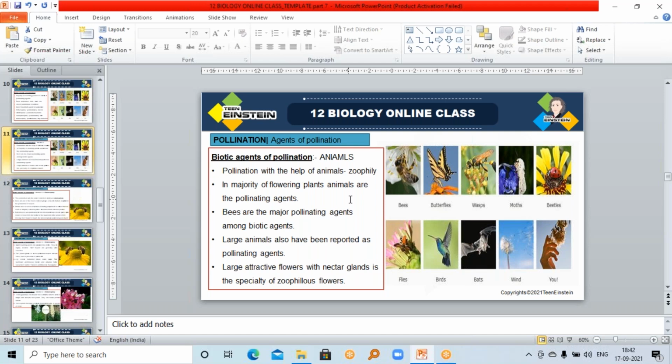And large attractive flowers with nectar glands, that is the speciality of zoophilous flowers. What are the main characters of zoophilous flowers? Large attractive flowers with nectar glands. That is the important point, the main point of zoophilous flowers. Got it?